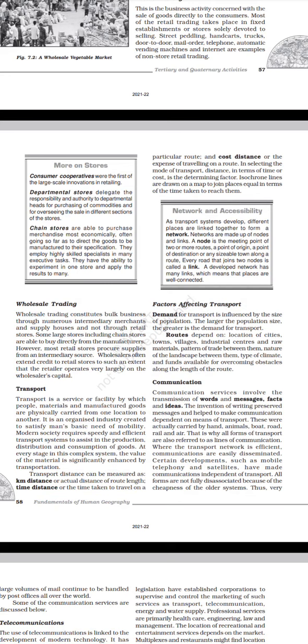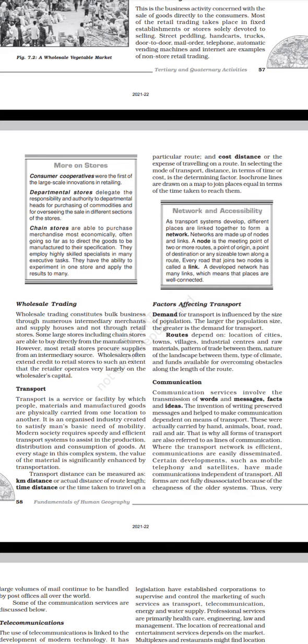Factors affecting transport. Demand for transport is influenced by the size of population. The larger the population size, the greater is the demand for transport. Routes depend on location of cities, towns, villages, industrial centers, and raw materials, patterns of trade between them, nature of the landscape between them, type of climate, and funds available for overcoming obstacles along the length of the route.